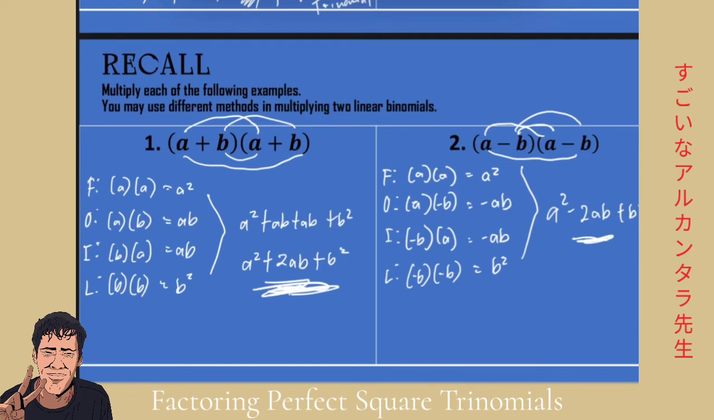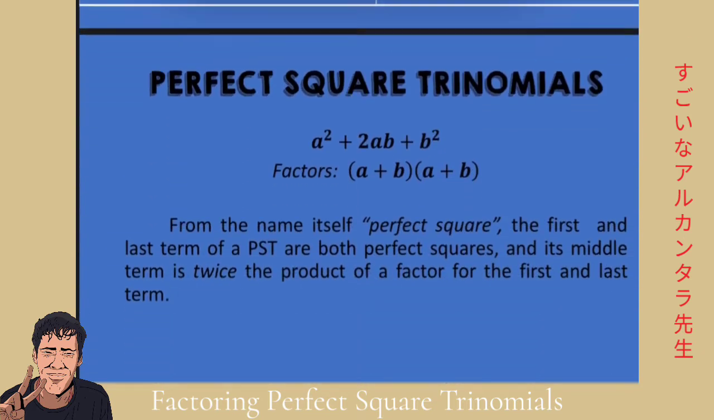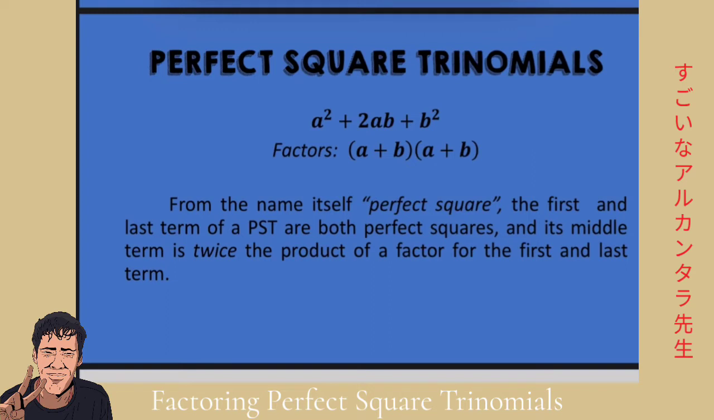Okay, to continue, we are now ready for the actual lesson. For perfect square trinomials, it is important for us to identify whether the first and the last terms are both perfect squares, and the middle term is twice the product of a factor for the first and the last term. Okay, don't panic about this.